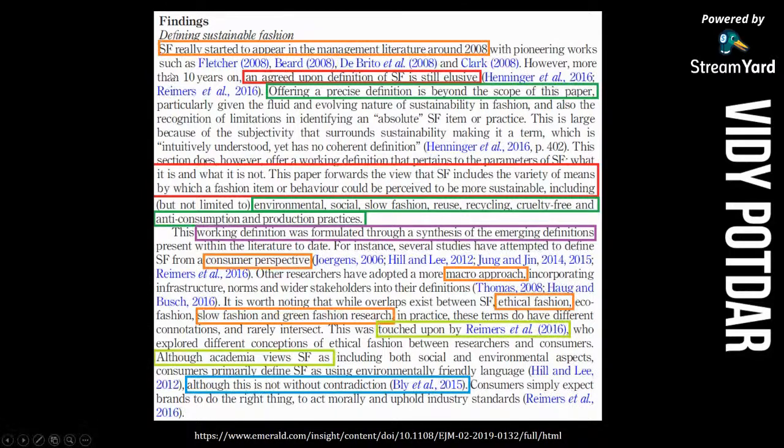Something like this you can also use in your write-up, whatever your concept is that you are going to write about. So sustainable fashion really started to appear in the management literature around 2008 with pioneering works from these authors. You can apply something similar in your writing as well. However, more than 10 years on, an agreed upon definition of sustainable fashion is still elusive. These two authors have mentioned that. Offering a precise definition is beyond the scope of this paper. So they have also mentioned what is not part of their paper.